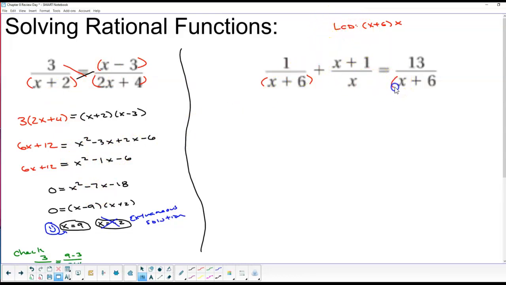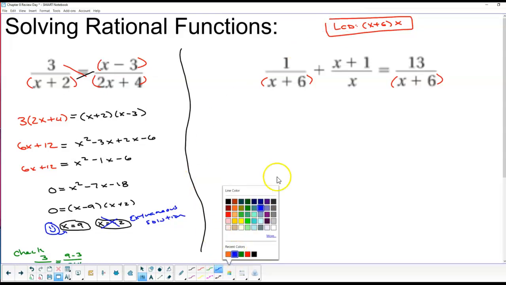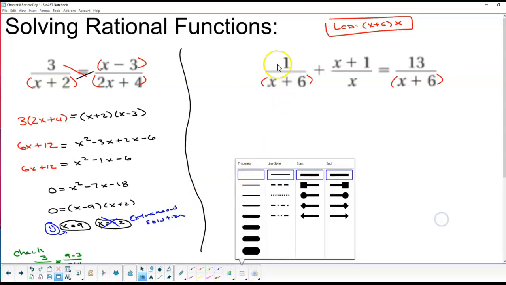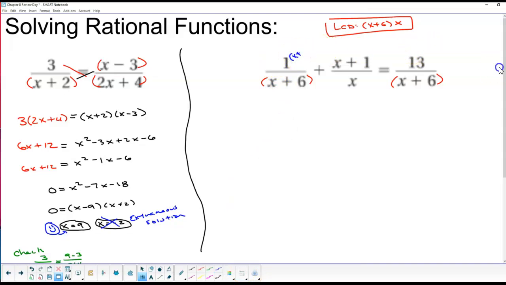Now, what do I notice? I notice that I have an x plus 6 and an x plus 6. But then I have an extra x here. So my LCD is the x plus 6 times the x. And what we do then is we multiply each expression by the LCD. So I'm going to multiply by x plus 6 times x for the top here, as well as here, as well as here.